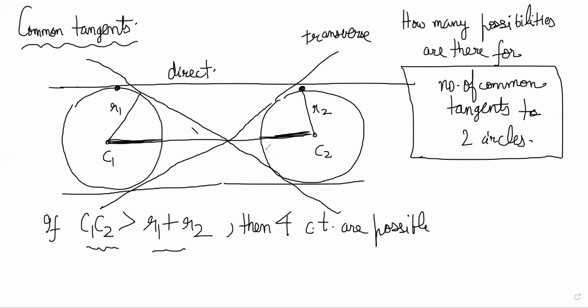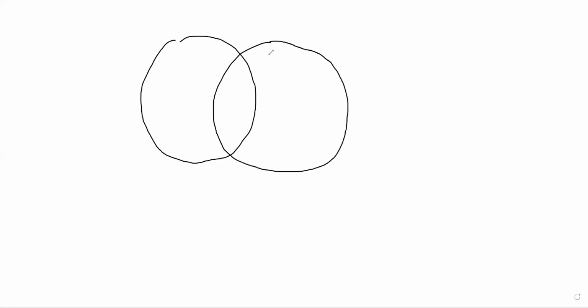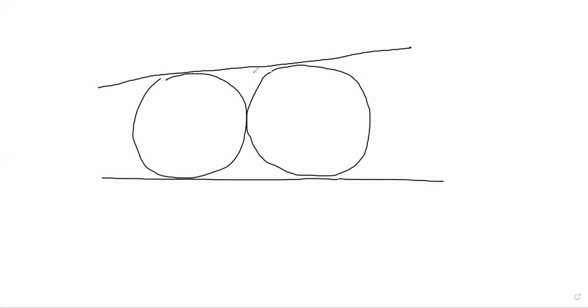Now, if the circles were like this... actually, before that, I want to do another case. If it was like this, there is a possibility of three tangents. There is one tangent here also, if the circles were touching.